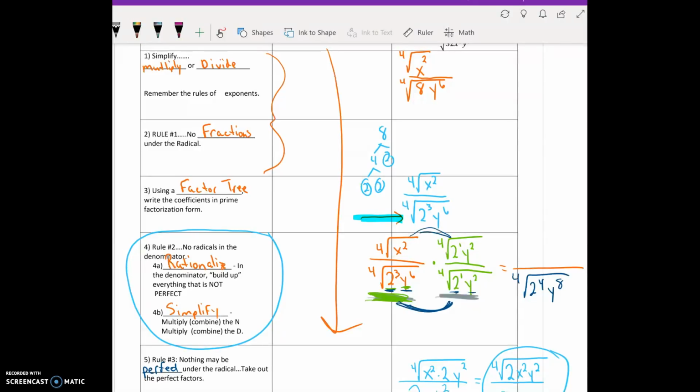Now I'm going to put these two together. Instead of having 2 fourth roots, I just want 1 fourth root. But I don't have anything I can combine like I did in the denominator. So I'm just going to bring everything that's in the fourth roots and just put them under 1. So x squared, 2 to the first, and y to the second.